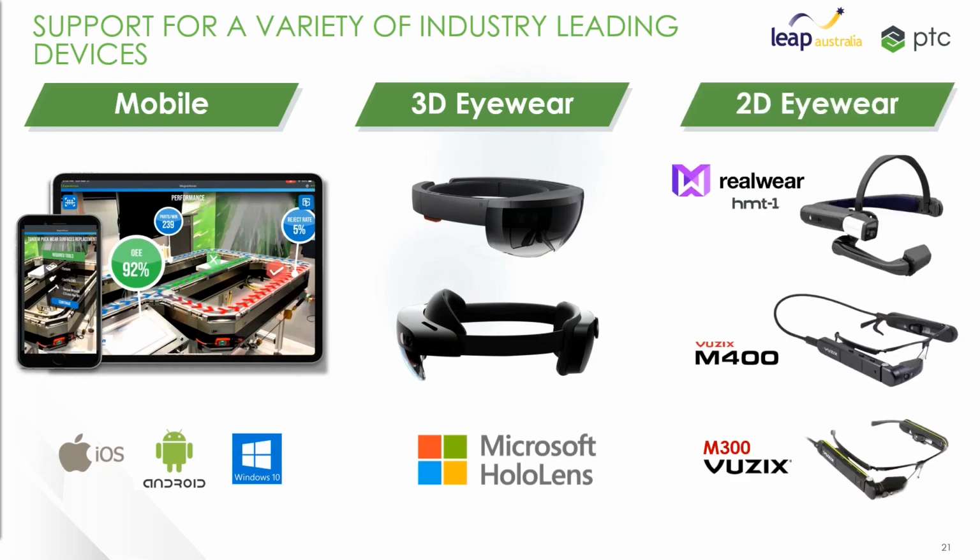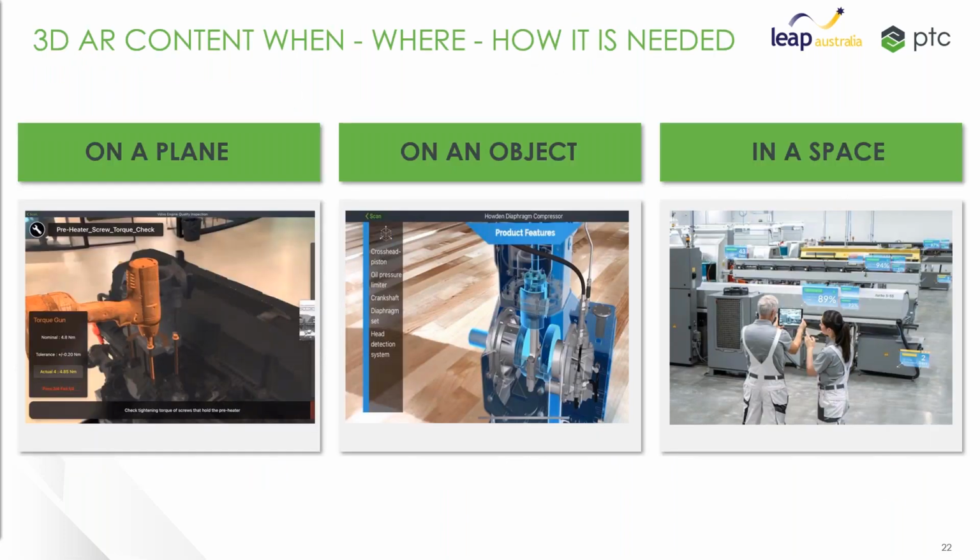Okay, and also supported with 2D eyewear as well. So a bit more sort of ruggedized industrialized devices like the RealWear HMT1, and also a couple of devices from 400 and 300 as well. Okay. So the idea of this is we can basically get that content when and how it's needed. So whether it's placing it down on a plane as a completely virtual model, aligning something on top of an object, or looking at AR information inside a space like a factory or a workshop.